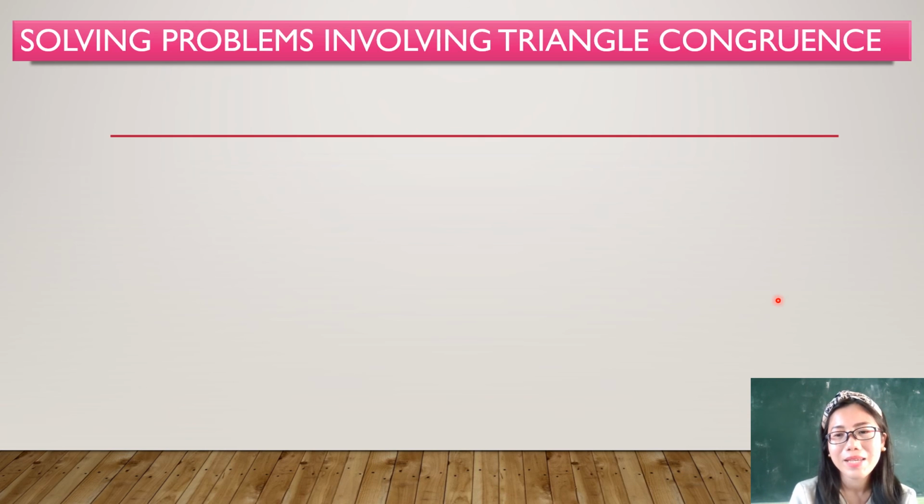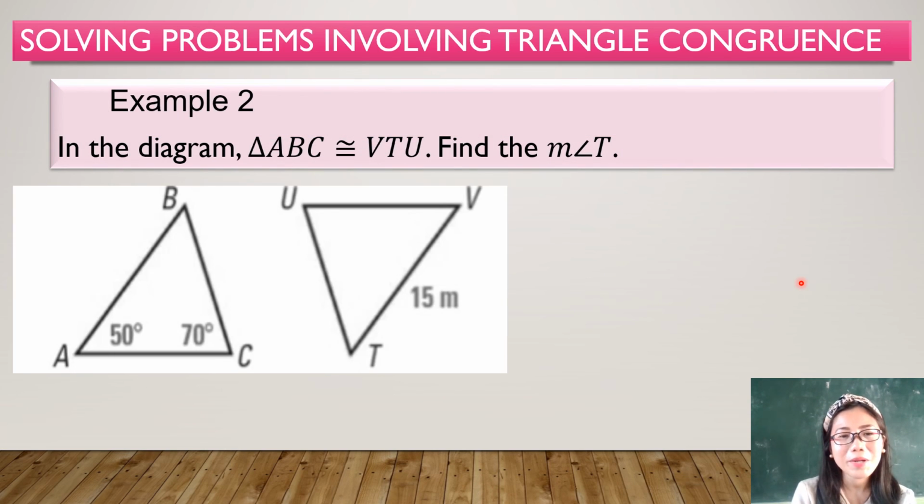Okay, let's have the second example. In the diagram below, triangle ABC is congruent to triangle VTU. You're asked to find the measurement of angle T. Since the two triangles are congruent, it follows that their corresponding parts are congruent by CPCTC. Your goal is to find the measurement of angle T. As you can see here, angle B corresponds to angle T.